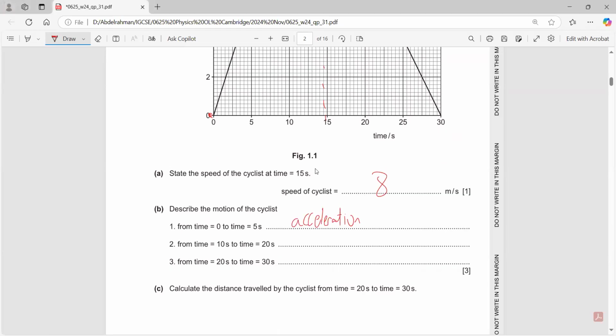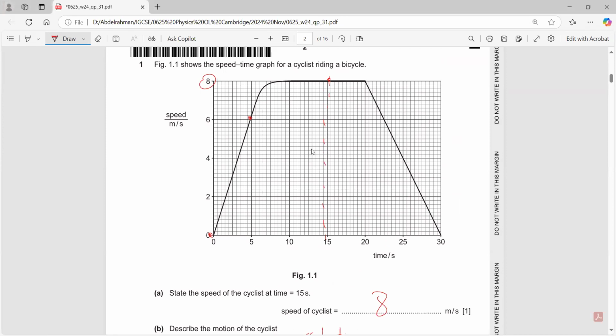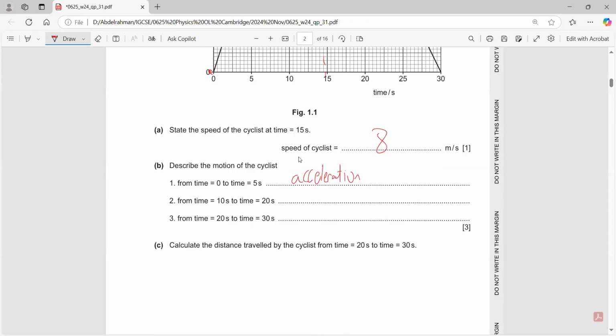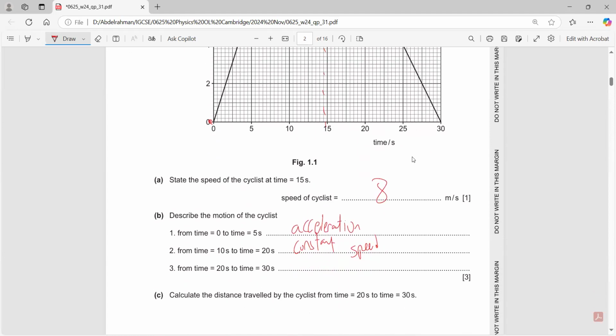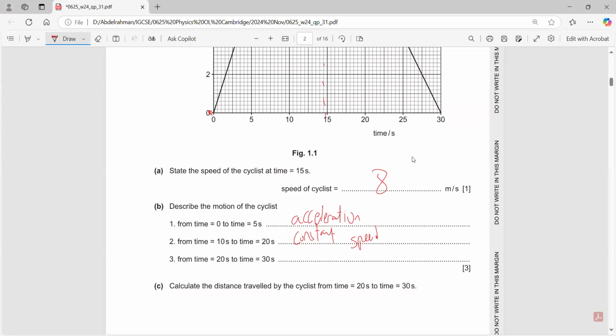From 10 to 20, what was happening to the speed? Constant speed, yes, or zero acceleration. Okay, constant speed. And from 20 to 30, what was happening to the speed? The speed was decreasing with a constant deceleration. Yes, deceleration.